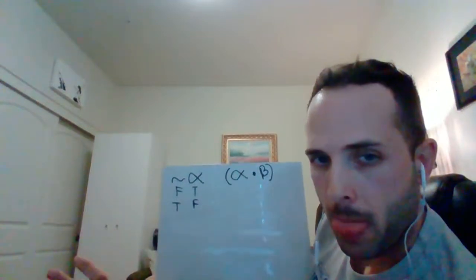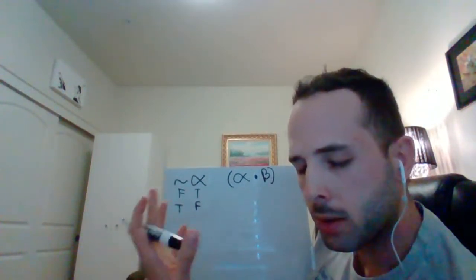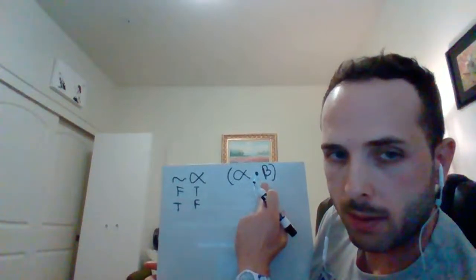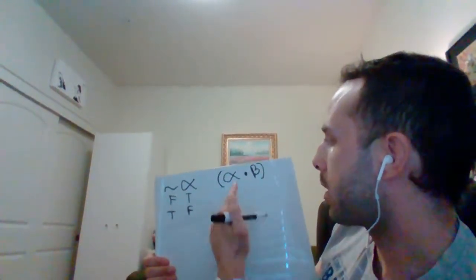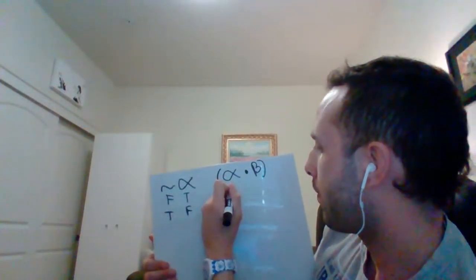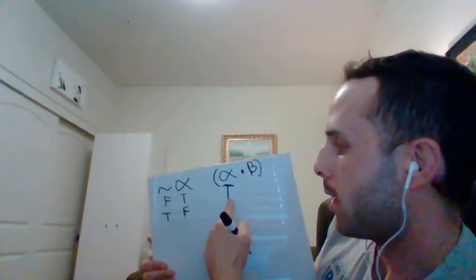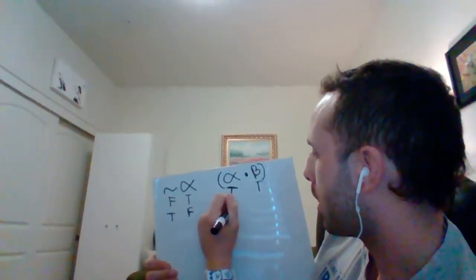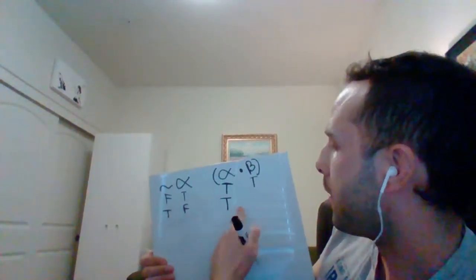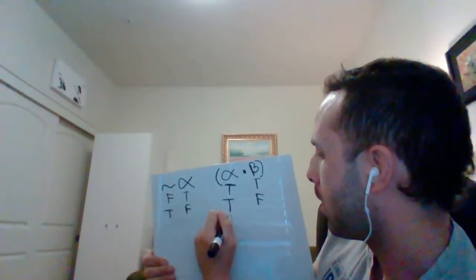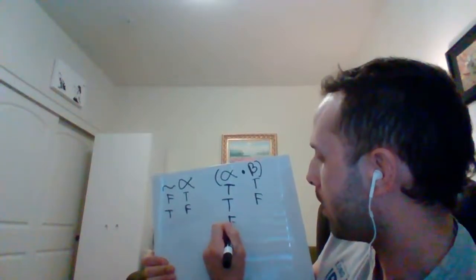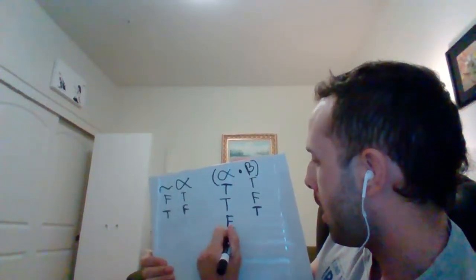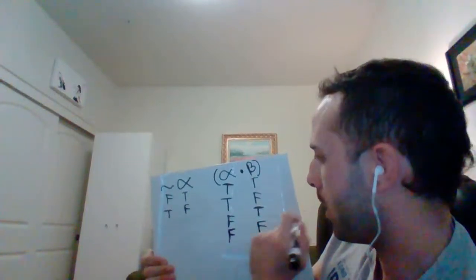So what I'm going to do here is lay out all the possible situations or combinations of truth between these two wffs, these two atomic pieces of this compound wff. So I know that there's going to be a world in which alpha is true and beta is true. I know there's going to be a world in which alpha is true and beta is false, a world in which alpha is false and beta is true, and alpha is false and beta is false.